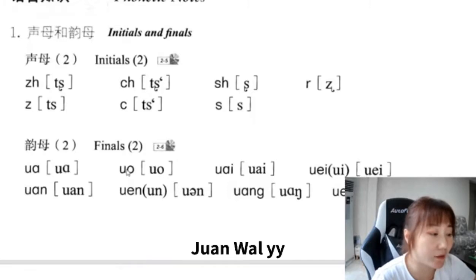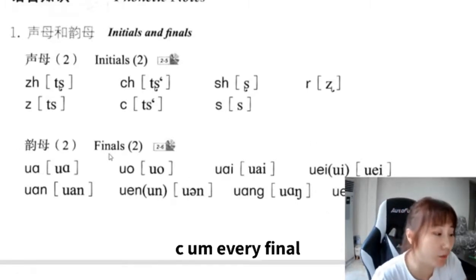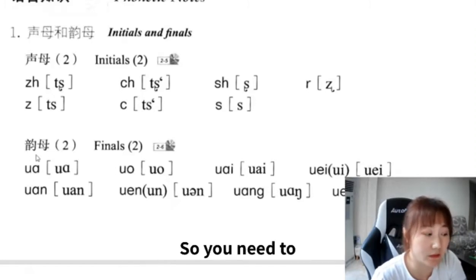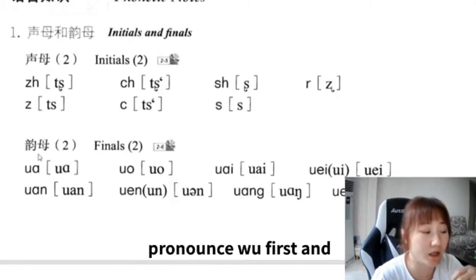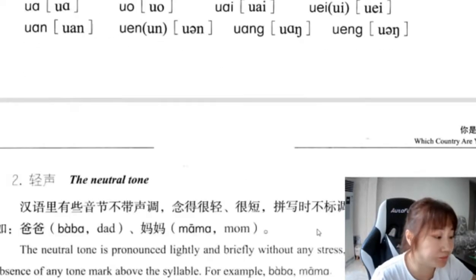Wa, wo, y, wei, wan, wen, wang, weng. See, every final has u in the front, so you need to pronounce u first and then the second, a, wa, wa, like this, wo, and y. Okay, next.